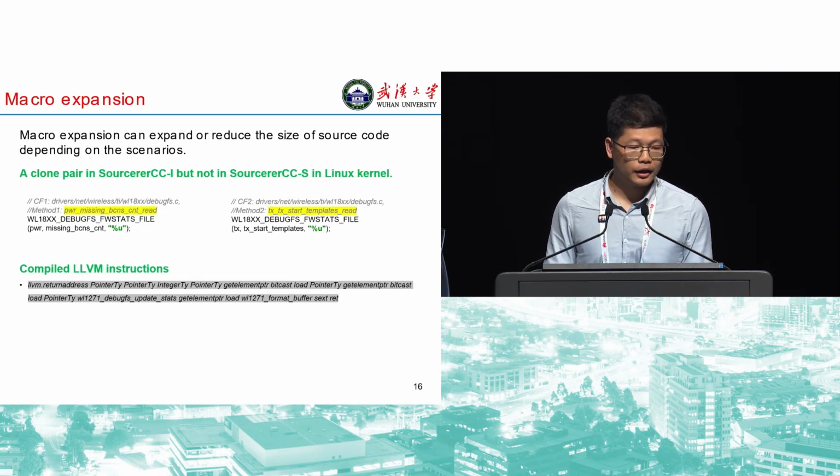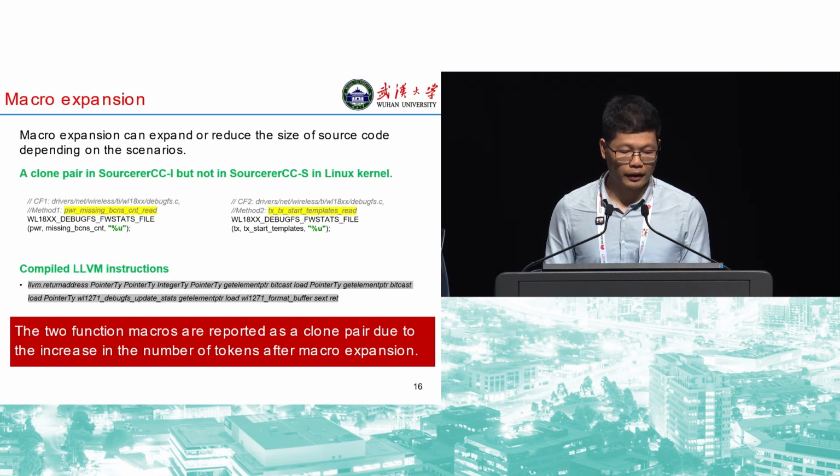And the next one is the macro expansion. Macro expansions can expand or reduce the size of the source code. Then the similarity value will be changed.